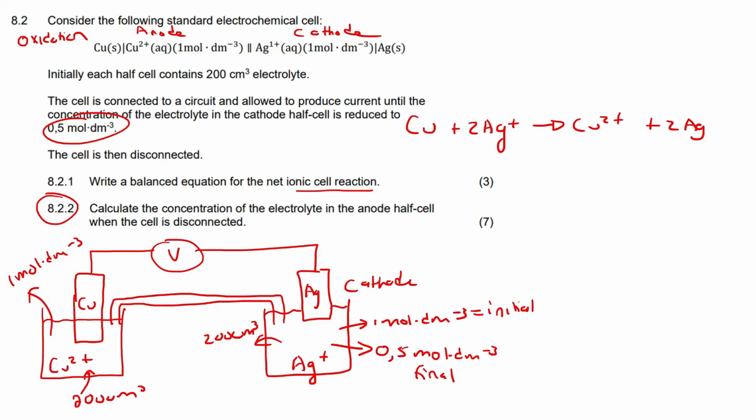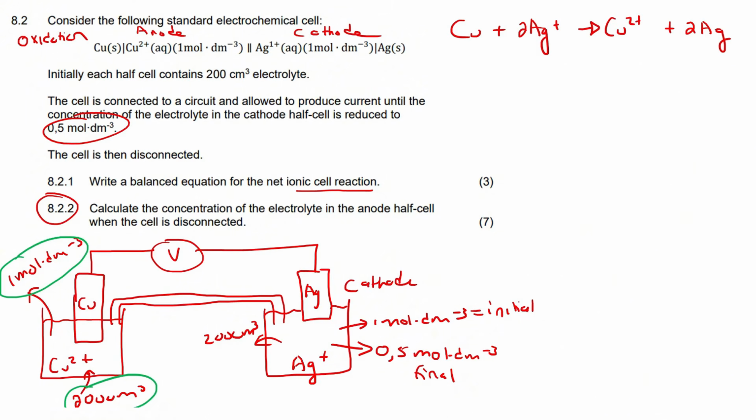So what we have in the very beginning is we could use this, and we could work out the moles of Cu2+, and then we could also use the same in this one, and we could work out the original or the initial moles of Ag+. So let's go do that first. So initial electrolyte moles.